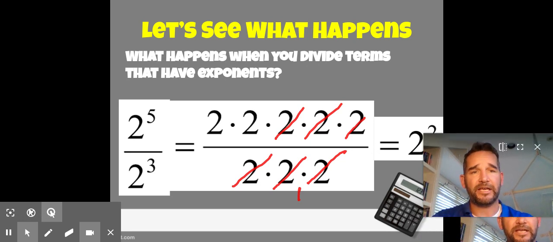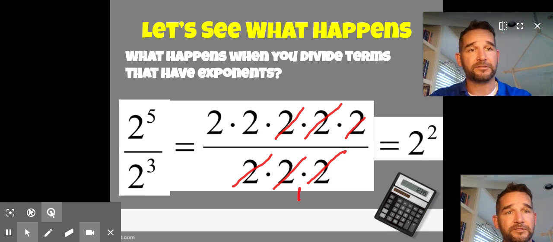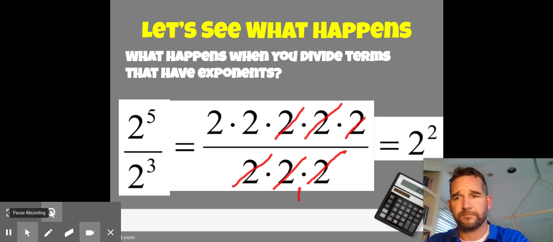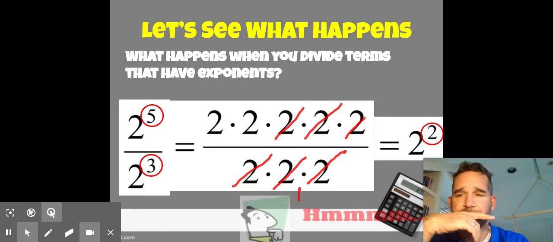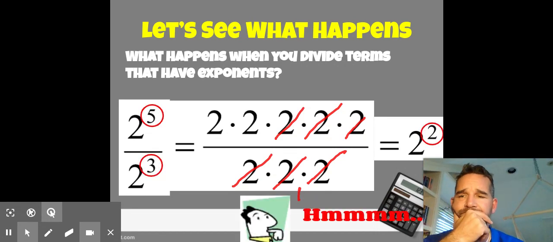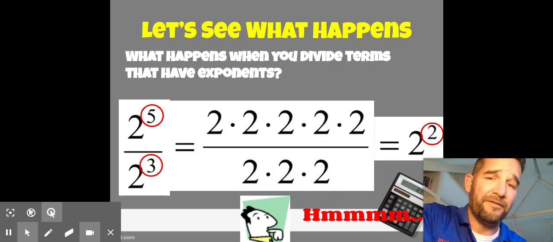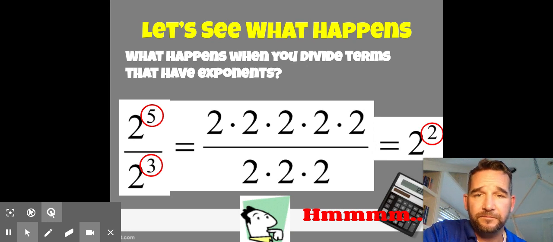So there it is again. The question of what happens, oh, and look at that, there's 2 of me. What happens with those exponents? So I'll let you think about that for a second before I reveal the next law.